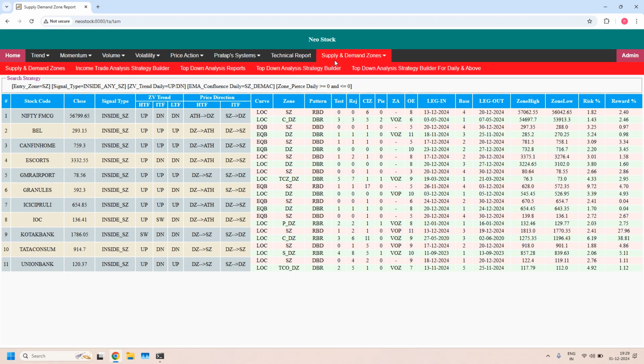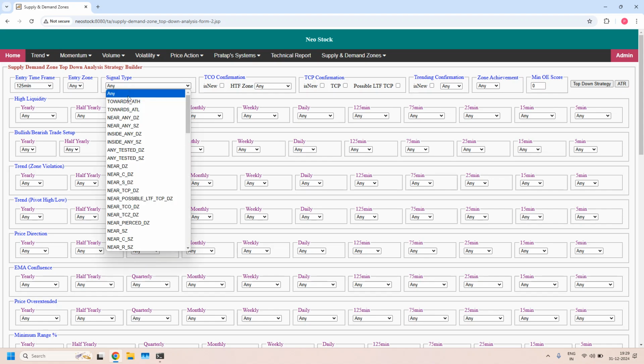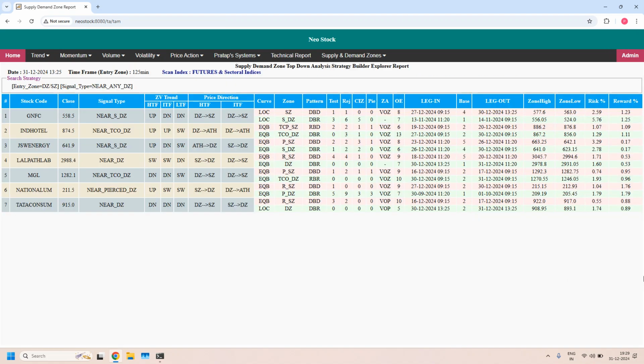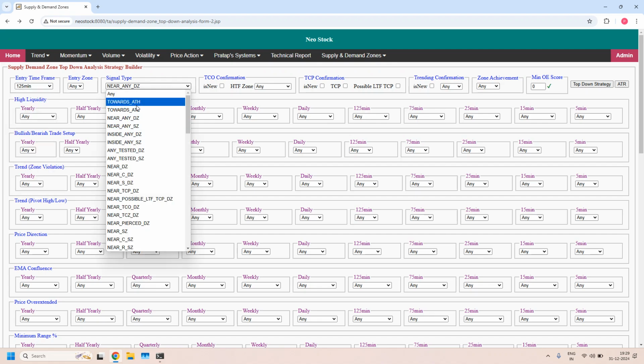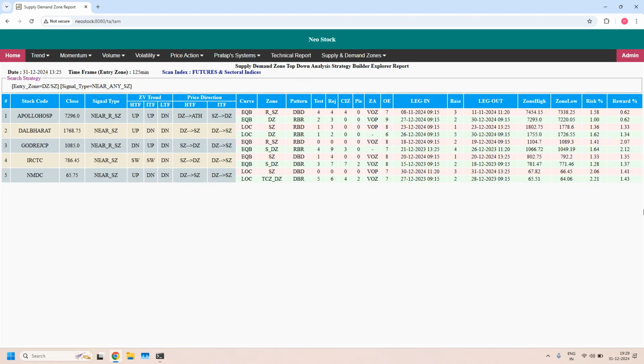So this is about daily time frame. Next time frame is 125 minutes. Stocks near 125 minutes demand zone. 7 stocks are filtered. Next, 125 minutes time frame. Stocks near 125 minute supply zone. 5 stocks are filtered.